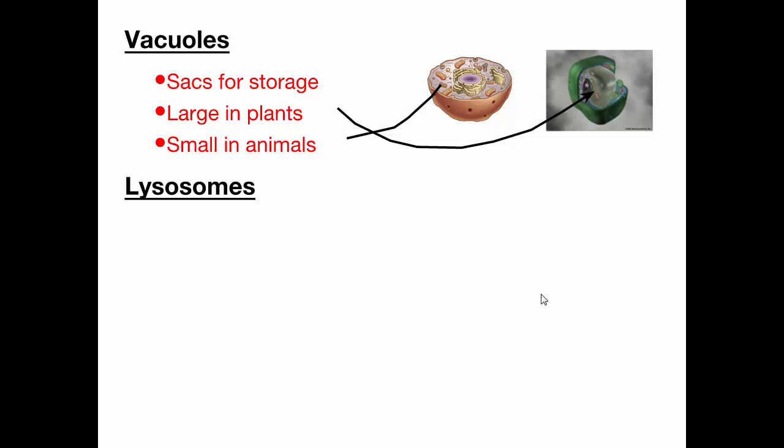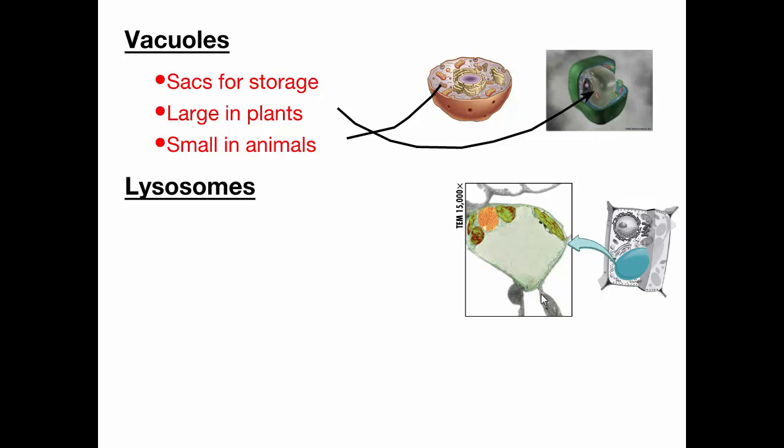Another organelle that looks just like a vacuole is a lysosome. First, one more picture. This is the large vacuole. All this stuff you see in gray is actually the vacuole in this plant cell. It gets filled up with water and gives the plant its structure and holds it upright.